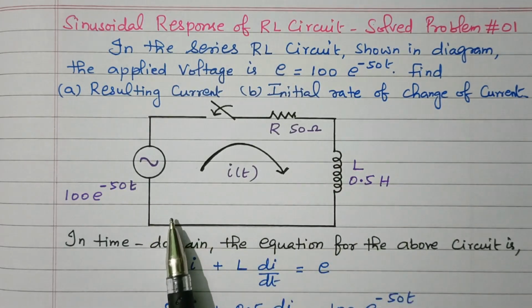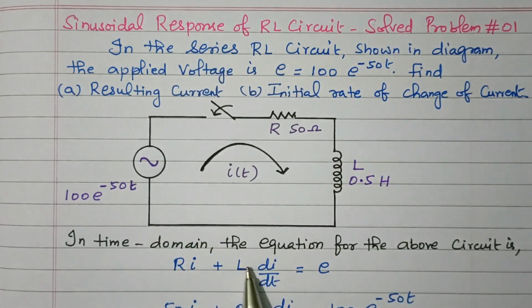When this is applied in the time domain, the equation is given based on Kirchhoff's voltage law. The applied voltage E equals resistive drop plus inductive drop. Voltage rise equals voltage drop based on the KVL. The voltage drop across the resistor is R into I. The voltage drop across the inductor is L di by dt, and that is equal to E. So this is the equation in the time domain with the KVL.